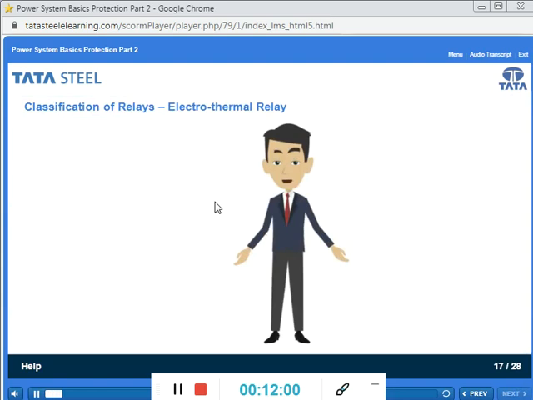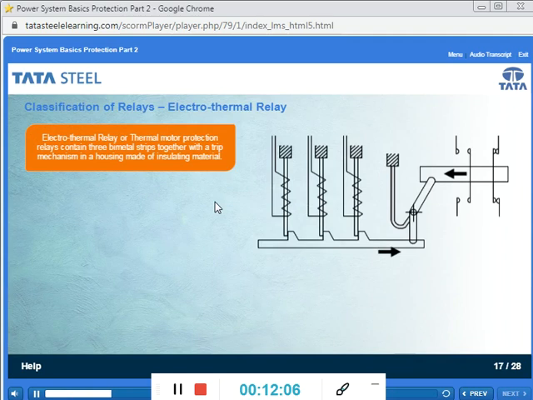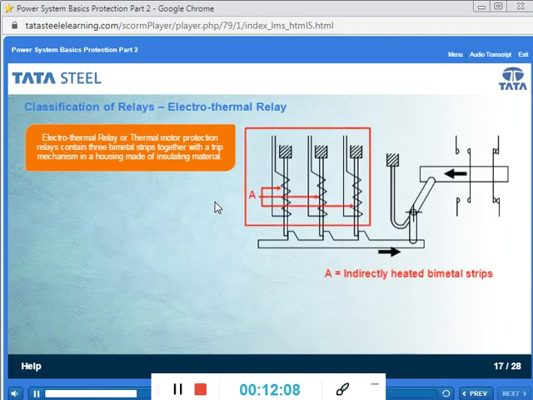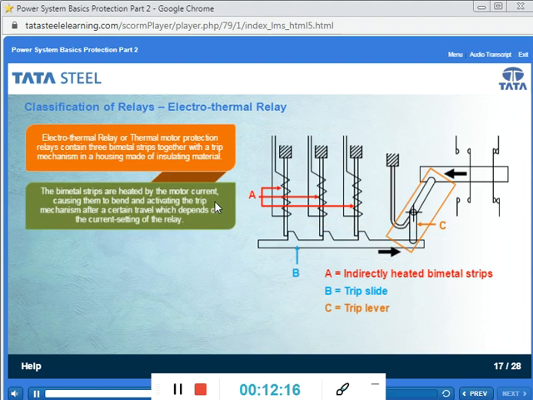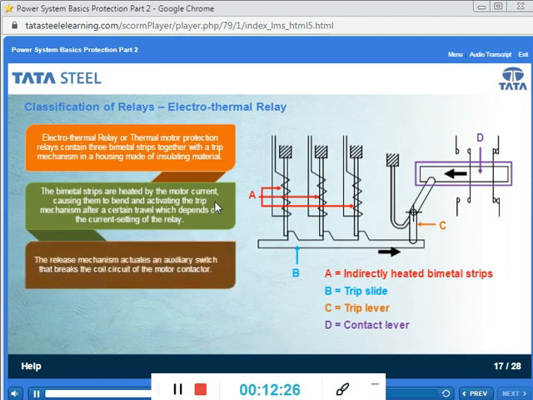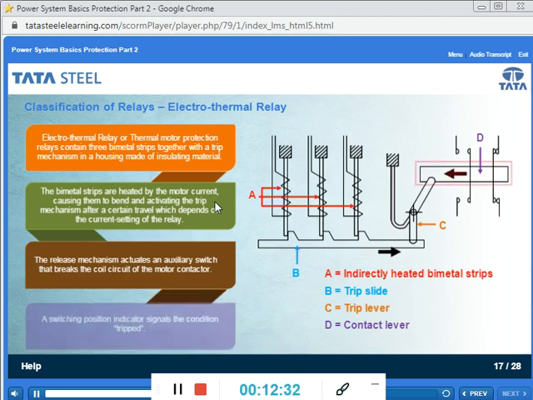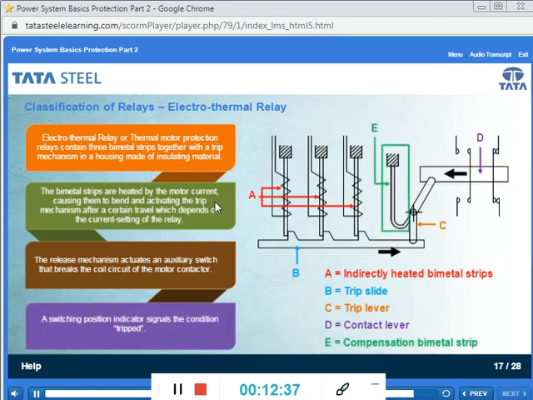Let us now look at the next type of relay, which is the electrothermal relay. Electrothermal relays or thermal motor protection relays contain three bimetal strips together with a trip mechanism in a housing made of insulating material. The bimetal strips are heated by the motor current, causing them to bend and activating the trip mechanism after a certain travel, which depends on the current setting of the relay. The release mechanism actuates an auxiliary switch that breaks the coil circuit for the motor contactor. A switching position indicator signals the condition tripped. You can also see a compensation bimetal strip in the diagram.